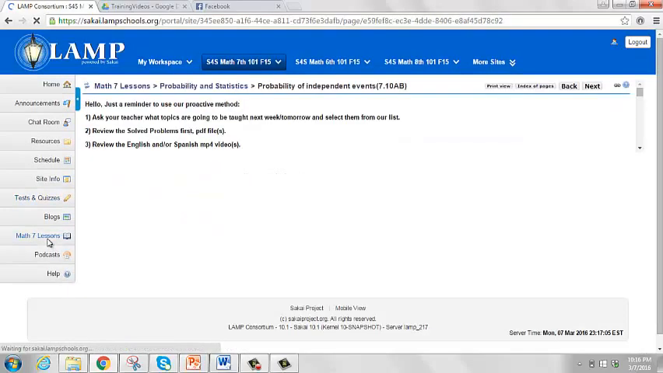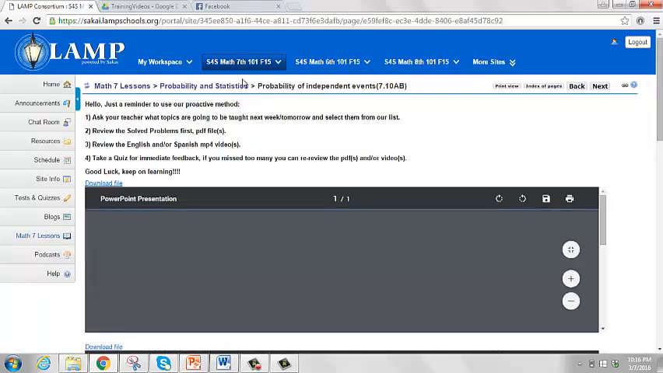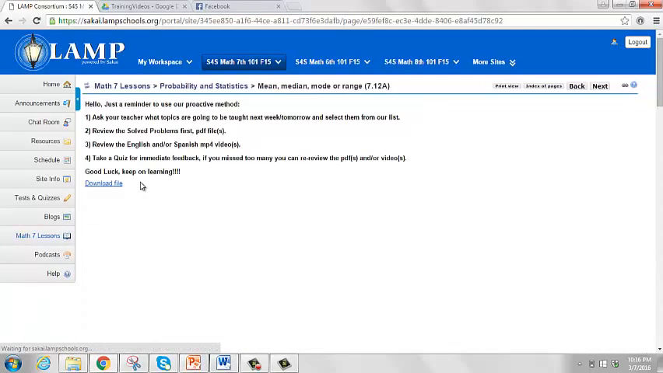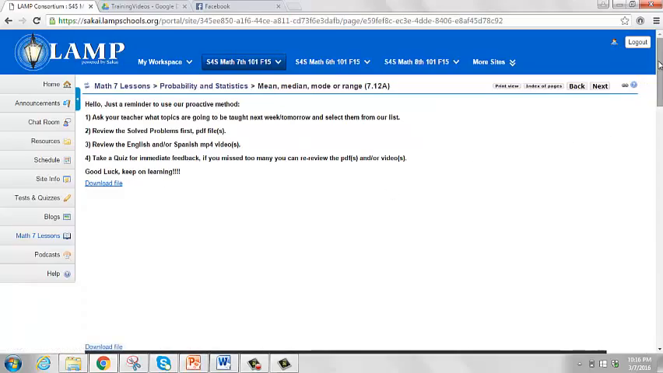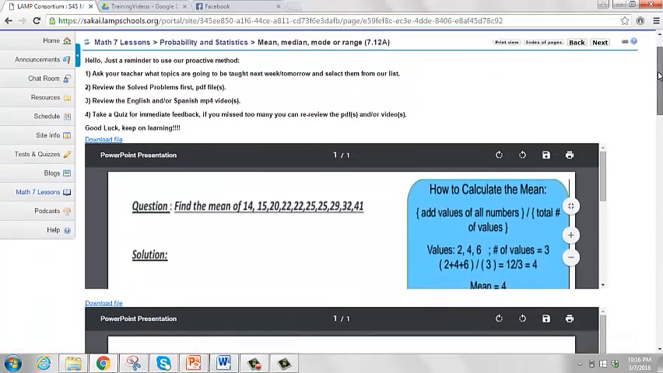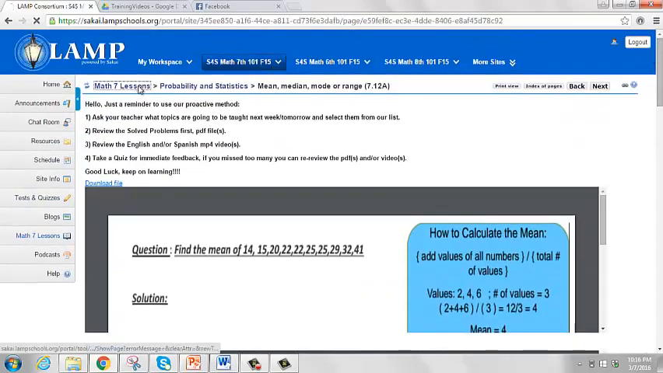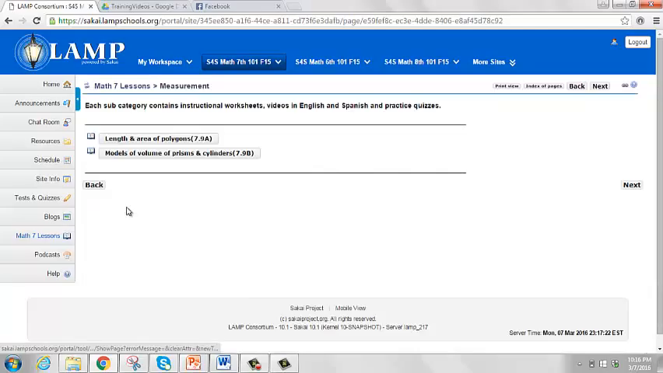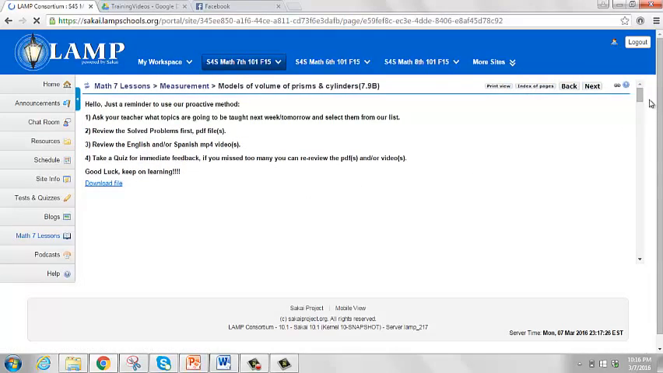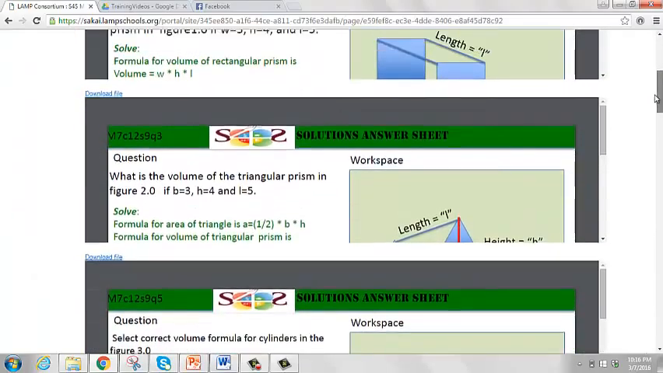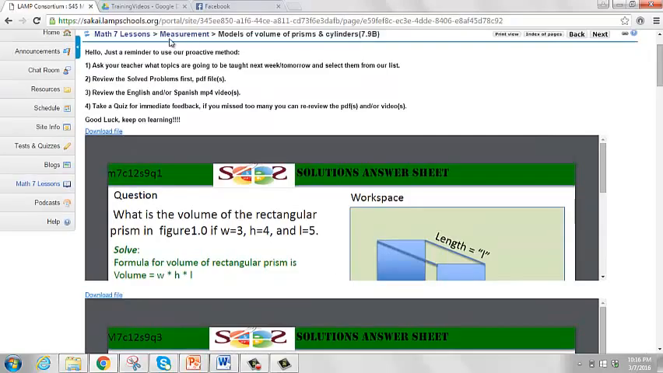Once again, going back to the lesson plan, we have all these categories in probability and statistics. You have mean, median, and mode. In here you have different worksheets with different examples worked out. You can go to the section on measurements. You can go on models, prisms, and we will have worksheets assigned here. Each one of these has its own set of quizzes available for you.